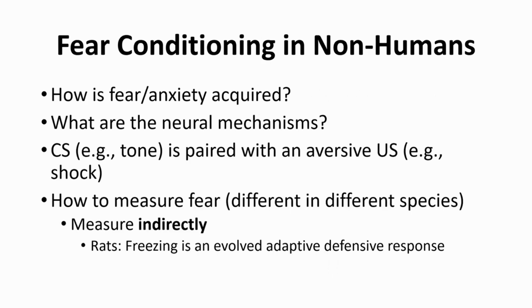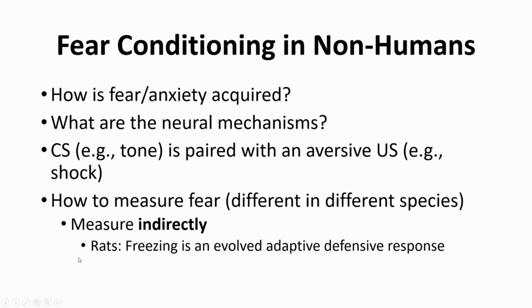So how can we actually study this? In non-human animal research, they tend to focus on how that fear or anxiety is acquired, sometimes specifically looking at the neural mechanisms that underlie that acquisition. Now you might be thinking to yourself, how do you measure something abstract like fear in a non-human animal? If you're looking at it in humans, you can just ask them, on a scale of 1 to 10, how afraid are you? But you can't ask a rat how afraid they are. So instead, we have to measure fear in an indirect fashion in other species.